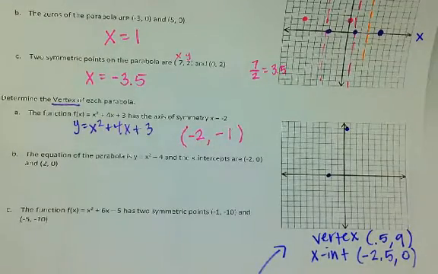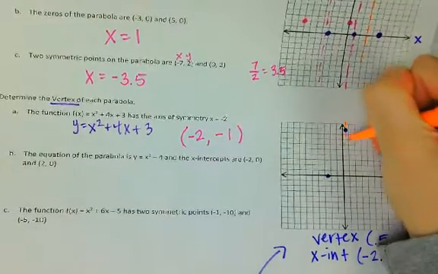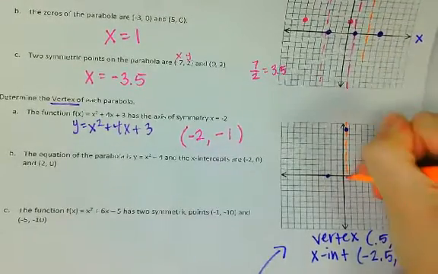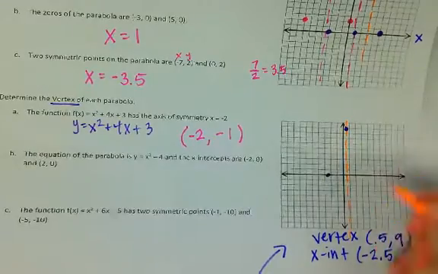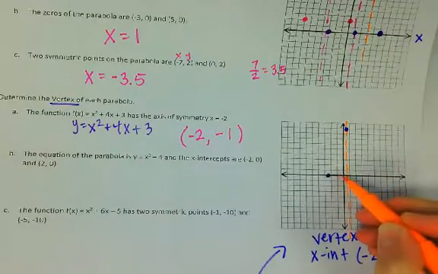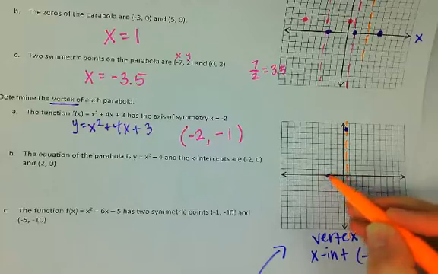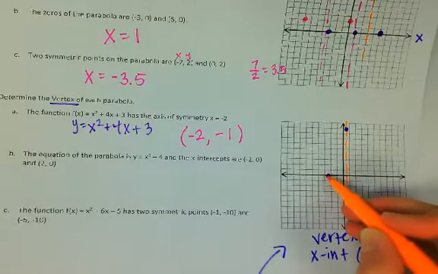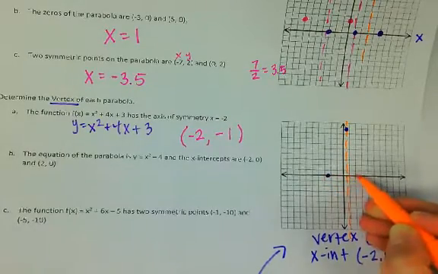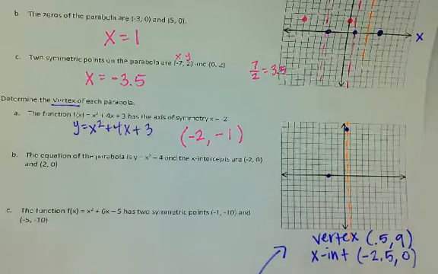Well, here's the important part. Since I'm given the vertex, I know that the middle of the graph is through the x value of 0.5. So we have to see how close this x-intercept is to the middle, and then I'm going to reflect it to the other side.